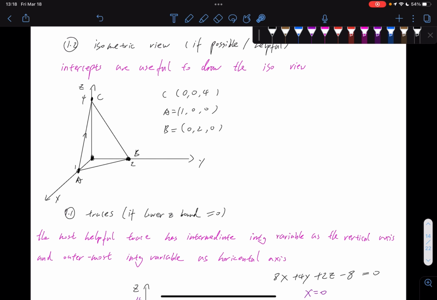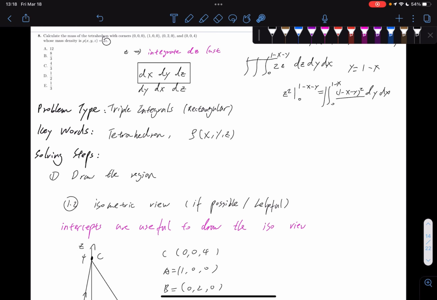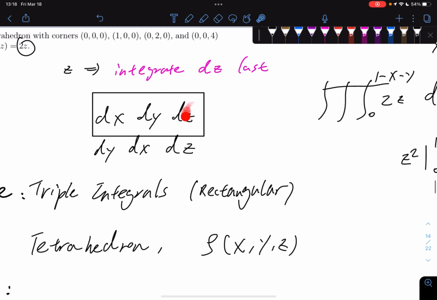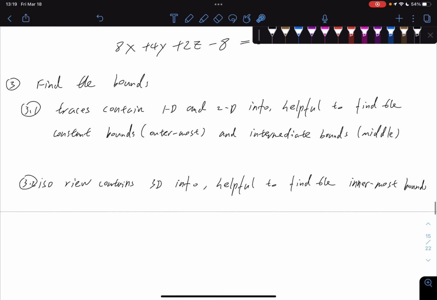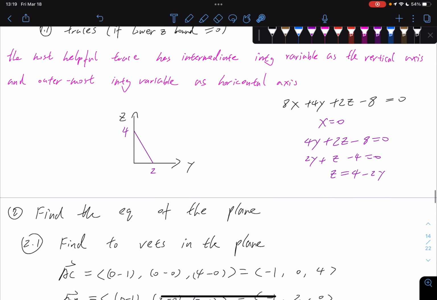Let's start with our outermost integral. The outermost integral will be dz, so we'll integrate with dz last. So z will be our constant. The highest z we can go is 4, and the lowest z we can go is 0. So our z bounds will be z2 equals 4, z1 equals 0. Okay?